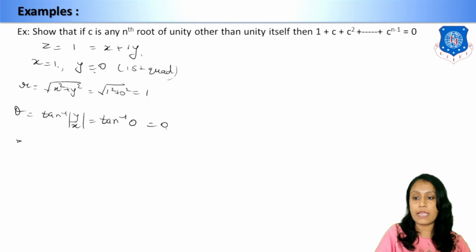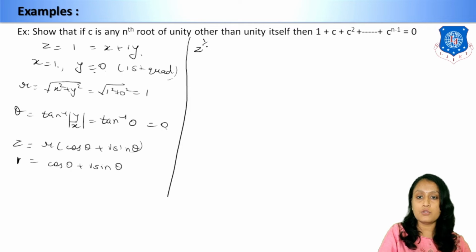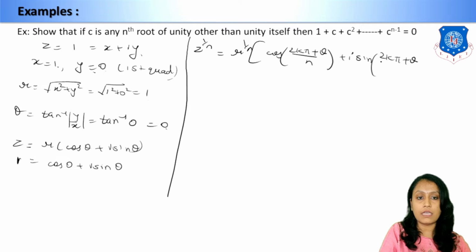Okay, so now this z we can write in the polar form as r cos theta plus i sin theta. Okay, r is 1 and theta is 0. So this z, this is 1, we can write as cos 0 plus i sin 0. Now we have the formula z raised to 1 upon n is r raised to 1 upon n cos of (2k pi plus theta) upon n plus i sin of (2k pi plus theta) upon n. This is the formula, and k varies from 0, 1 to n minus 1.